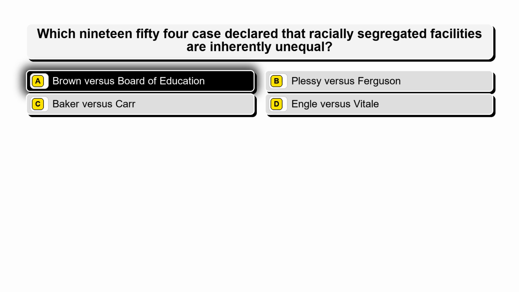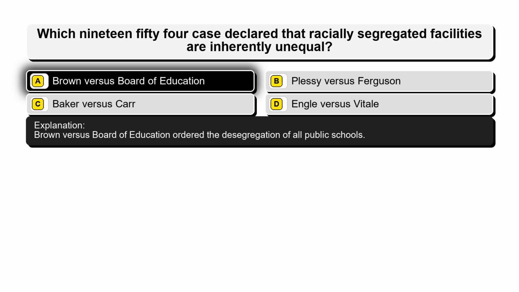The correct answer is option A, Brown v. Board of Education. Brown v. Board of Education ordered the desegregation of all public schools.